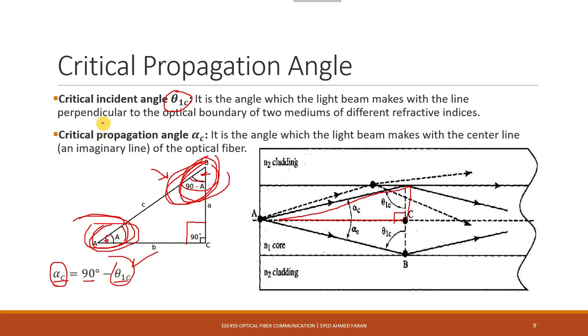Now that we have mentioned two critical angles, we cannot say just critical angle, because it might confuse us whether we are talking about the incident angle or the propagation angle. So we have to mention whether we are talking about the critical incident angle or the propagation angle. This is the propagation angle.